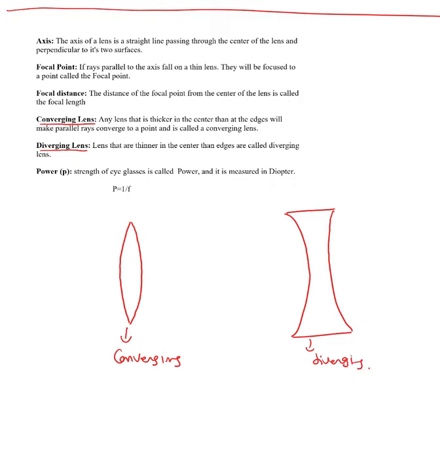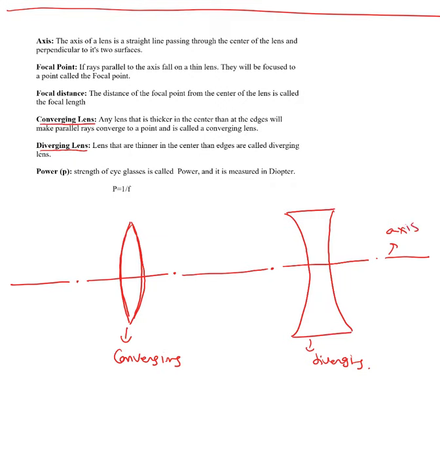diverging lens. Converging and diverging. Okay, so axis. The axis of a lens is a straight line passing through the center of the lens and perpendicular to its surface. So axis is nothing but it is passing through the center of the lens and which is perpendicular to the surface. Here is the surface, basically. So axis is nothing but perpendicular to the lens passing through the center of the lens.